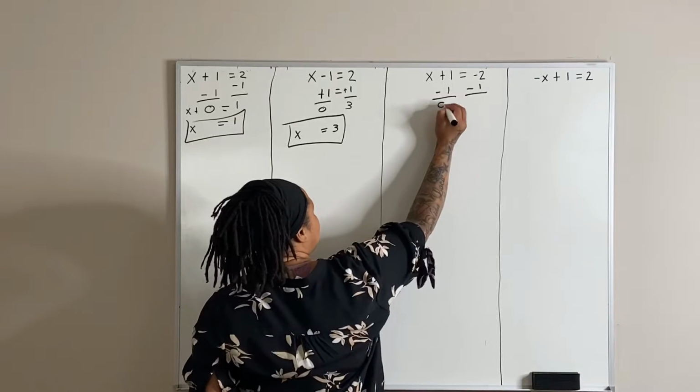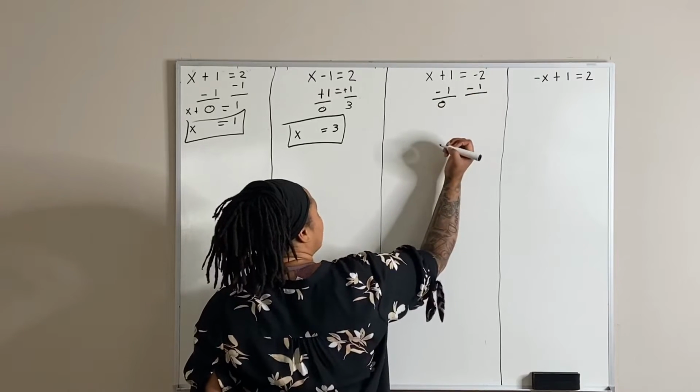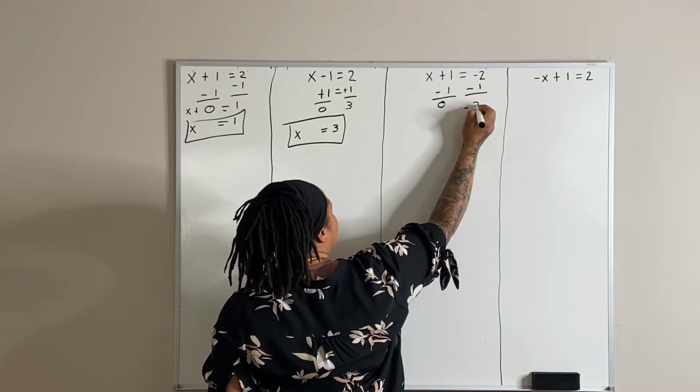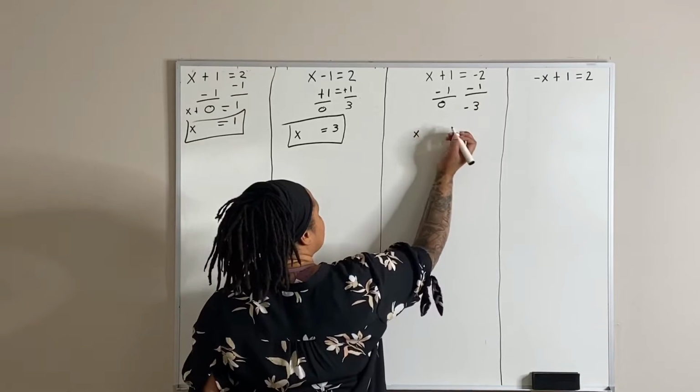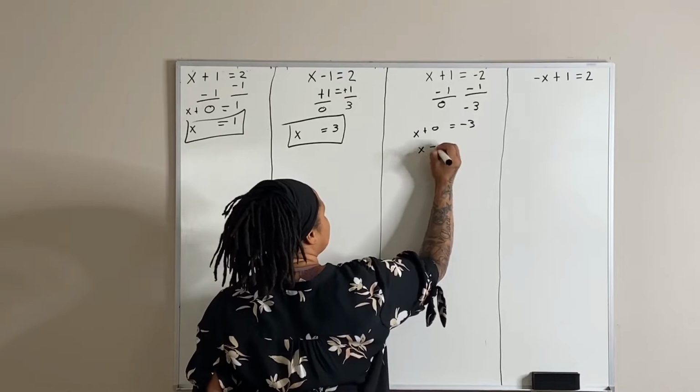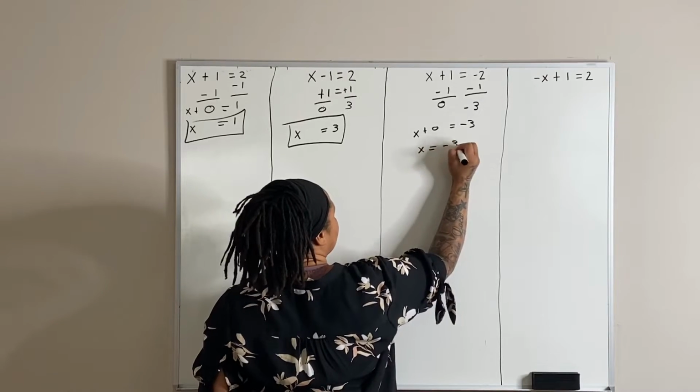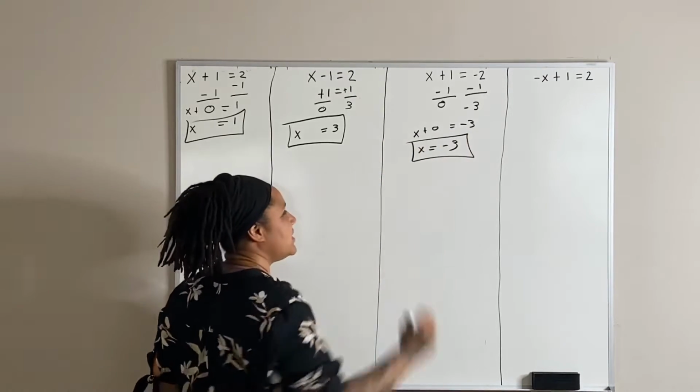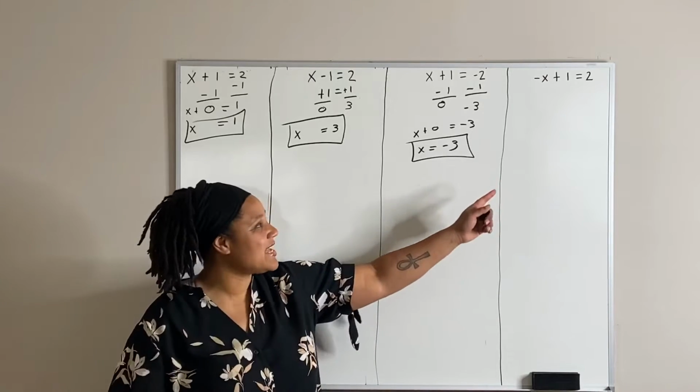So 1 minus 1 is 0. Negative 2 minus 1 is a negative 3. So x plus 0 is equal to negative 3, which means that x is equal to negative 3. There you have it for our third example. Let's look for our fourth example.